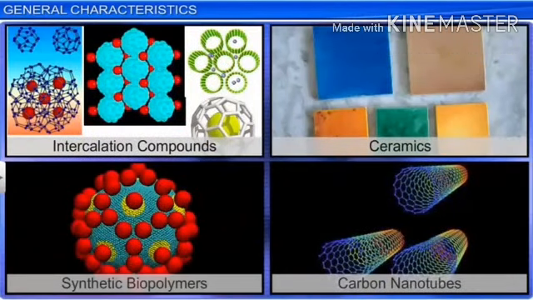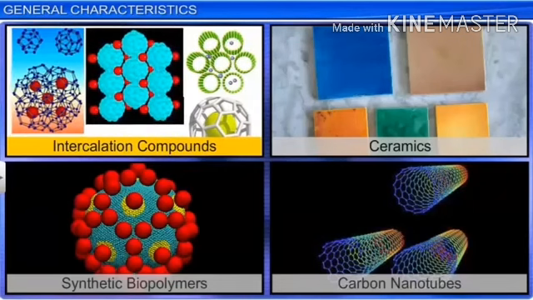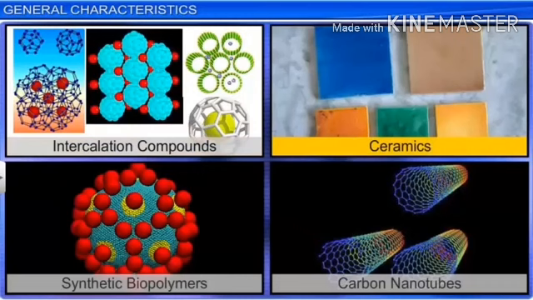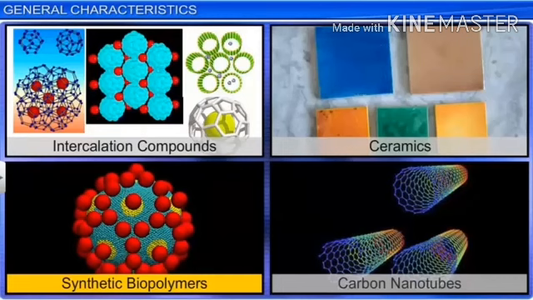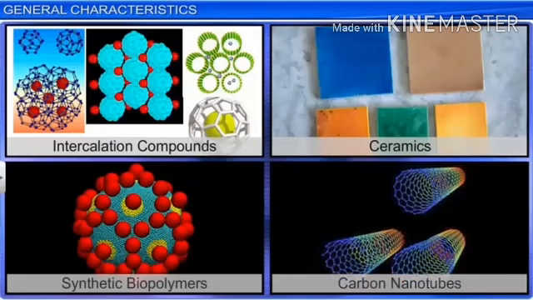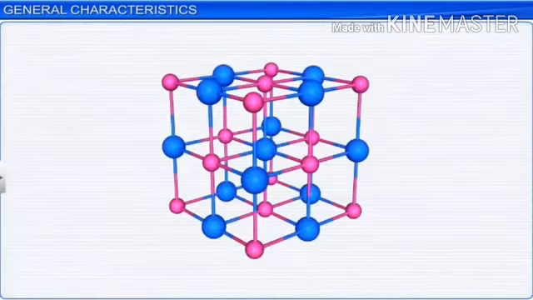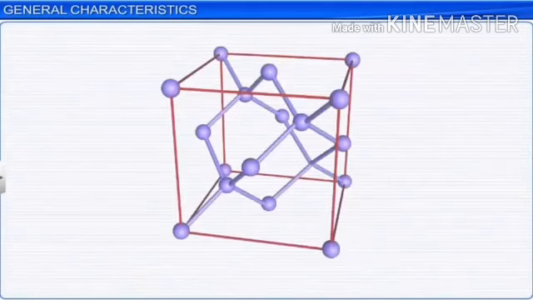For example, these various things that we use in our day-to-day science: intercalation compounds, fullerenes, ceramics, synthetic biopolymers, and carbon nanotubes. These are some of the materials that we use in the scientific field. They have certain uses and properties because of their shape, or because of their structure. So it's important that we know about the structure of the solid, in order to apply it in science and technology.